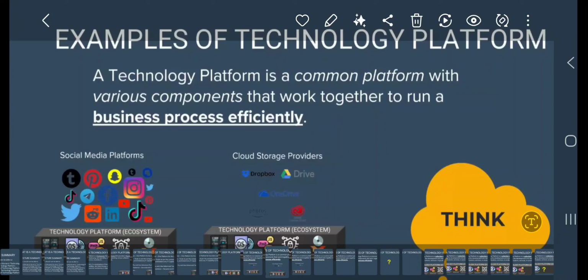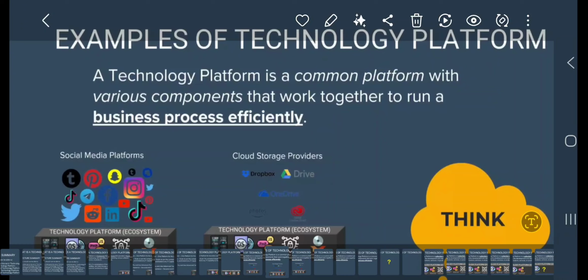So think for a second, if you are a cloud storage provider and you want to offer such services to your users, how are you going to do it? You need your own technology platform layer. Think about what kind of technology platform layer you need in such cases, and how a technology platform is helping us solve this kind of problem.